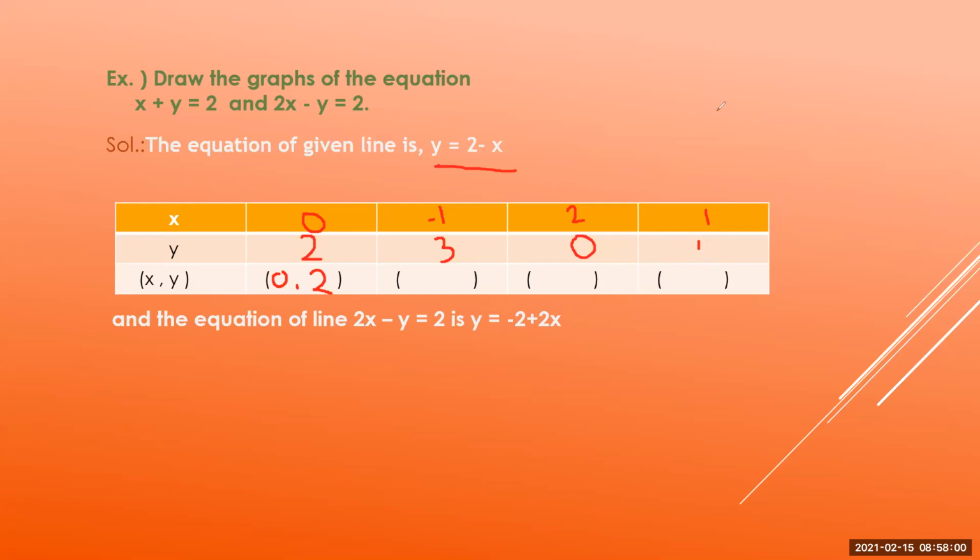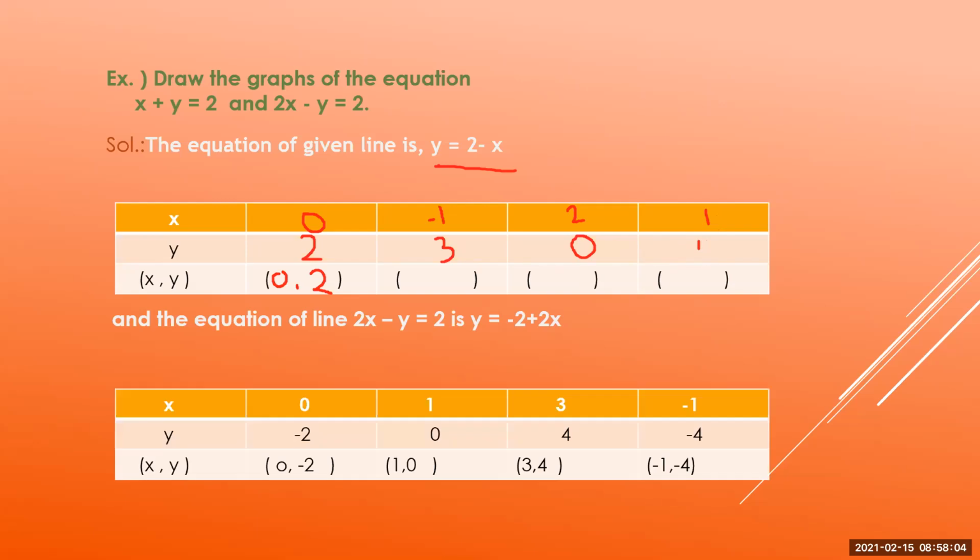Simply write down here. Now next is for the equation of line y is equal to minus 2 plus 2x, we have already completed a graph here. I have taken the values x is equal to 0, 1, 3 and minus 1. And for that we have found out the values of y. So these are our order pairs xy. Okay, so this is completed. The first step is to find the order pairs xy, at least 4 order pairs. So we have found out the 4 order pairs of both the equations.